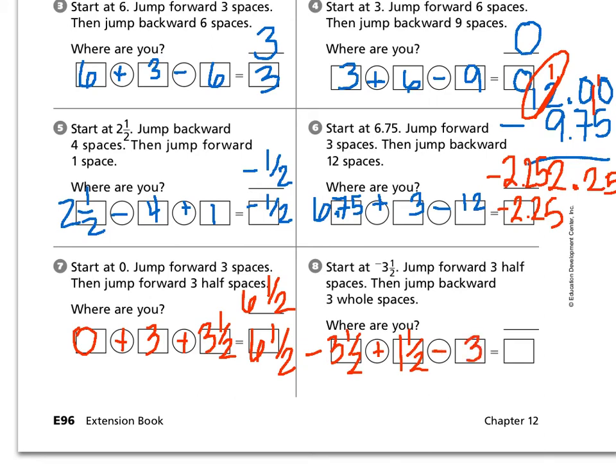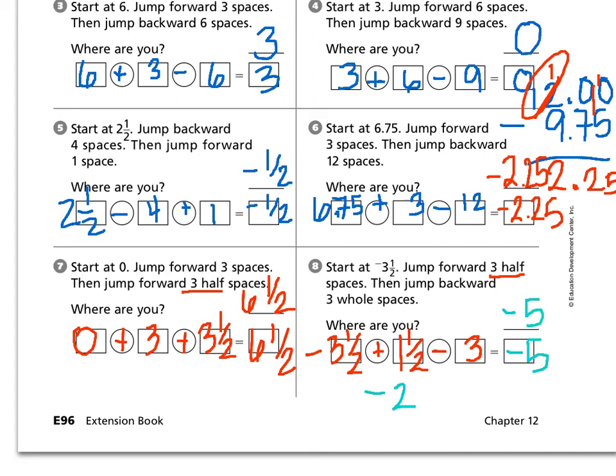Now looking at this, I've just seen a mistake that I've made in the last one, which we'll go back and correct. Let's finish this problem first though. So I have negative 3.5 plus 1.5, which would put me at negative 2. Then I'm going to subtract 3 more from that, which would be at negative 5. So your answer is negative 5.